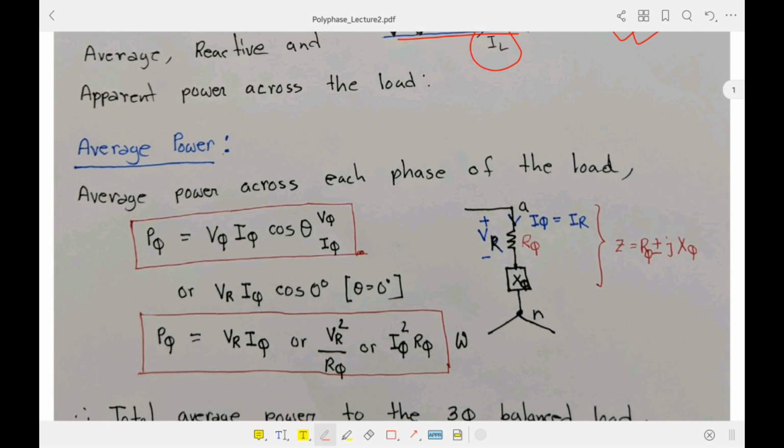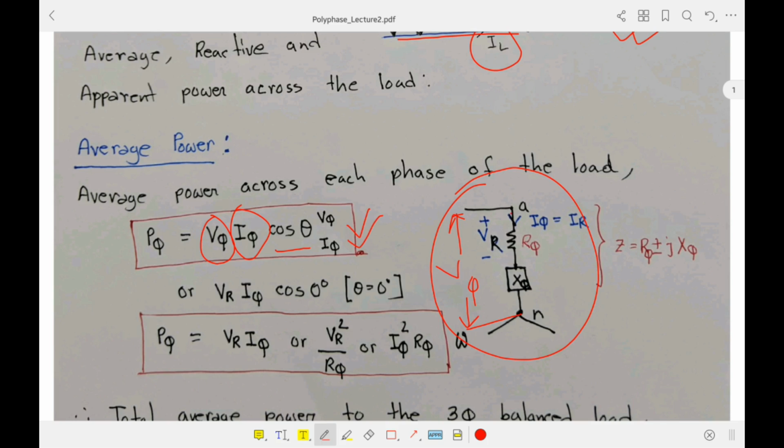From single phase you already know that the average power we can write as VI cos theta. So first consider only a single phase. For this single phase the voltage should be V phi from here to here, that means the phase voltage V phi, and also the current in this phase is I phi, and theta is the angle between V phi and I phi. So this is the equation of average power.